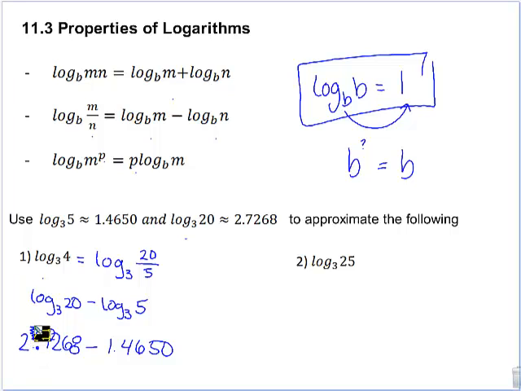What do we end up getting? Yep, 1.2618. Okay, so instead of log base 3 of 20, we just plugged in our 2.7268. Instead of log base 3 of 5, we just plugged in our 1.4650, and we got it. Yeah, we're always going to go 4 decimal places for these.